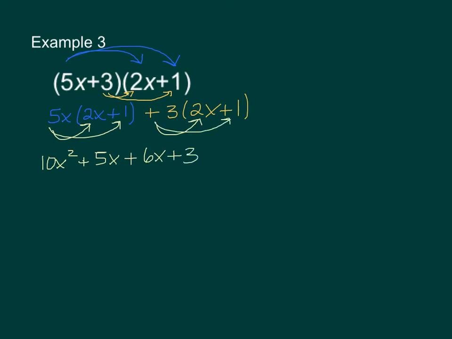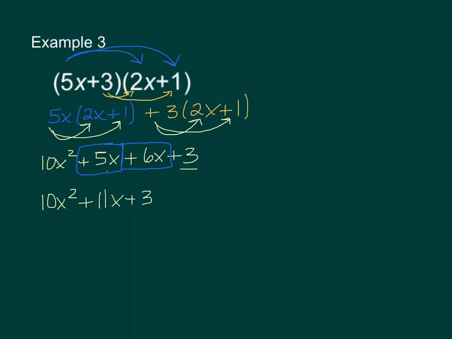The last thing we have to do is combine any like terms that we have. We have a positive 5x and a positive 6x. Those are like terms because they both have an x and they both have an exponent of 1. My 10x squared can't be combined with anything else, so that's just going to be rewritten as 10x squared. When you have your 5x and your 6x and you add them together, you get 11x. And then your 3 can't be combined with anything else, so that just gets tacked on at the end.